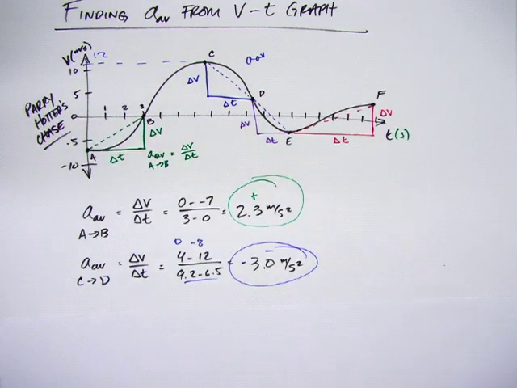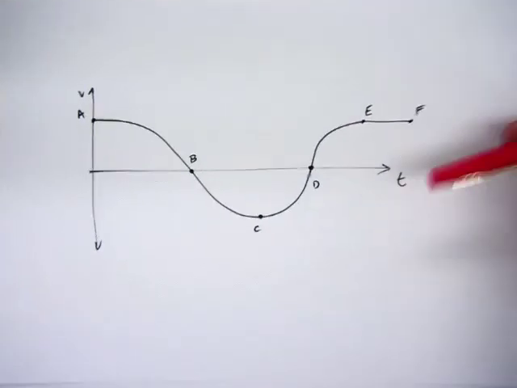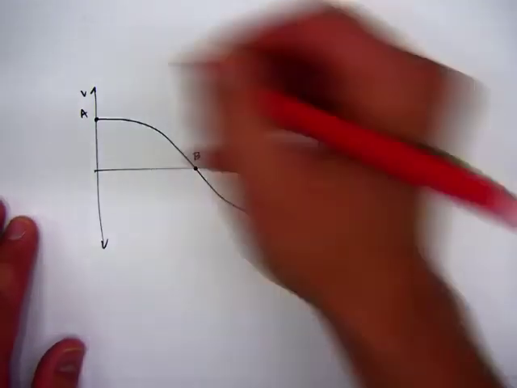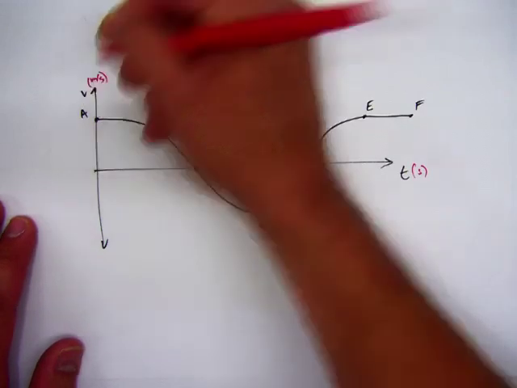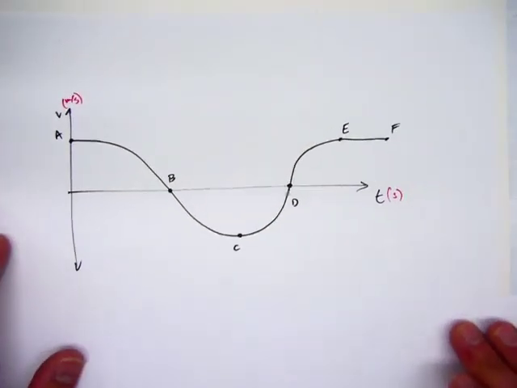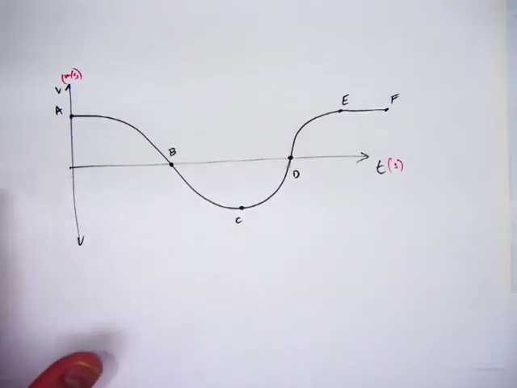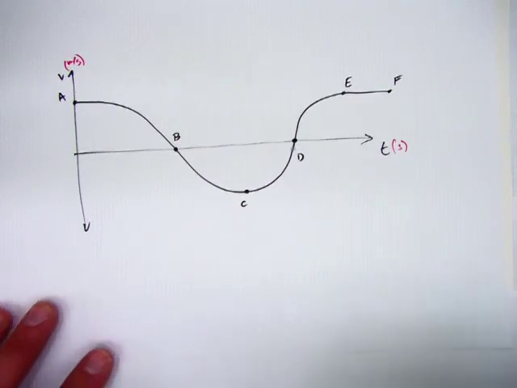Okay, let's do a couple sample problems. Let me get a new chart up here. Okay, we have a velocity versus time graph shown below, and I want you guys to find a couple different things.